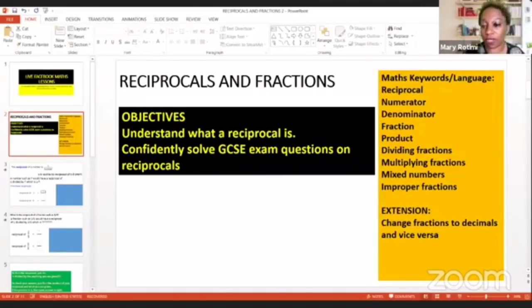So we want to know what a reciprocal is. If you've been on my profile on Facebook, you would have heard me sing about it, and it is just turning a number upside down. But how does that happen? How do you show your workings out when it comes to exam questions? So we want to be able to confidently solve GCSE exam questions on reciprocals.